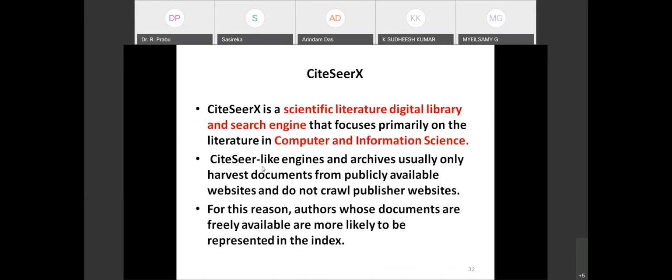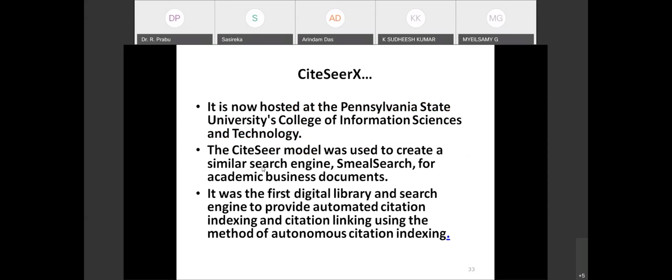Site search is a scientific literature digital library and a search engine that focuses primarily on the literature in computer and information science. Sites like these, like engines and archives, usually only harvest documents from publicly available websites and do not crawl publisher websites. For this reason, authors whose documents are freely available are more likely to be represented in the index. It is now hosted at the Pennsylvania State University College of Information Science and Technology.